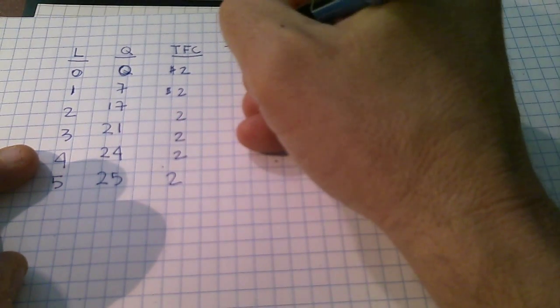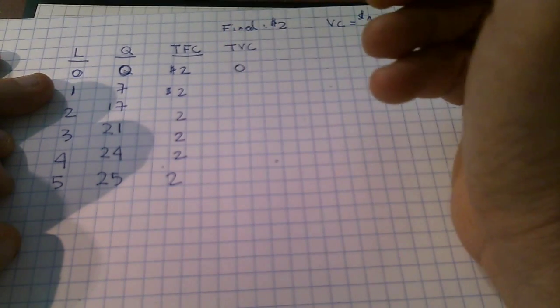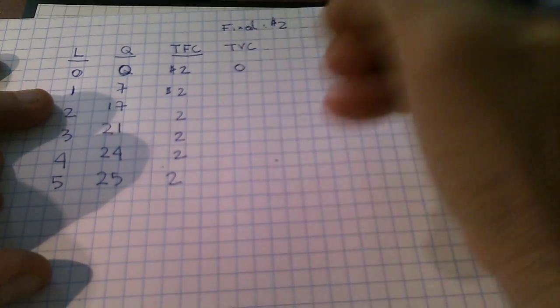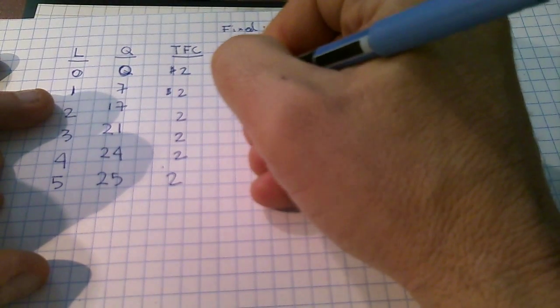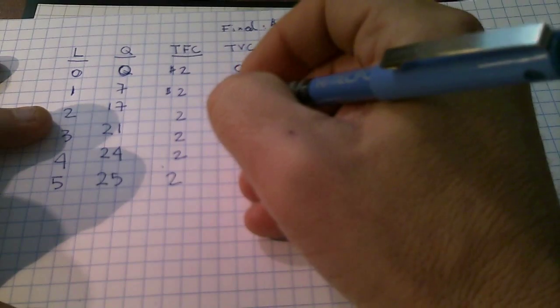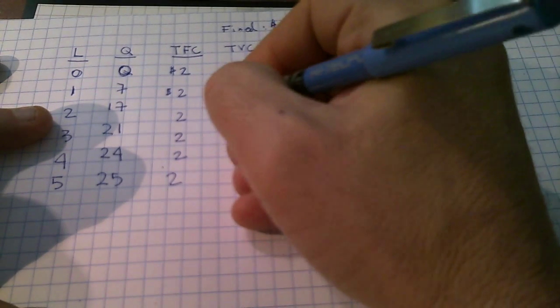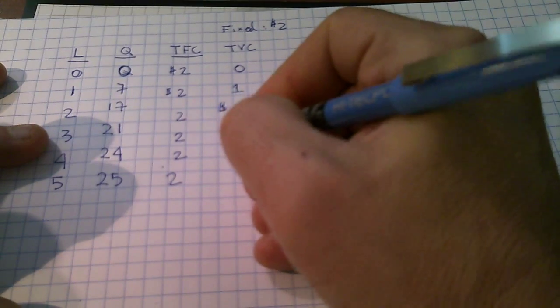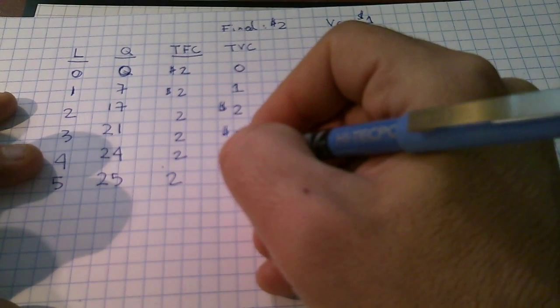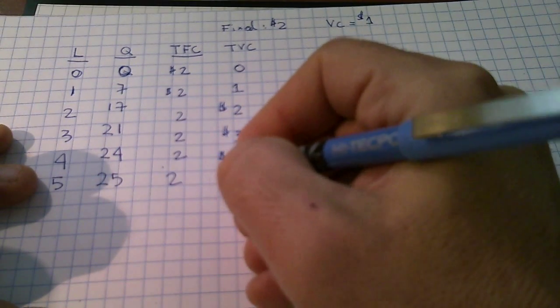Your total variable cost, of course, varied with labor. If you use no labor, then you produce nothing. Therefore, your variable cost is zero. If you used one worker, you incur the variable cost of $1. It could be a combination of raw material, etc. and all the variable factors of production. Then two workers $2, three workers $3 per minute, four workers $4 per minute, and five workers $5 per minute.